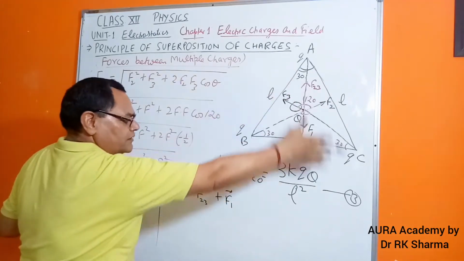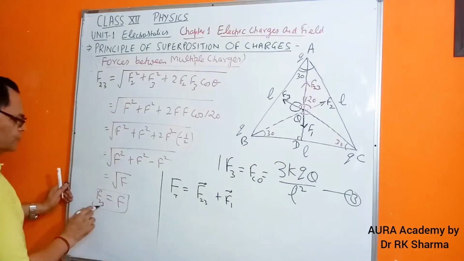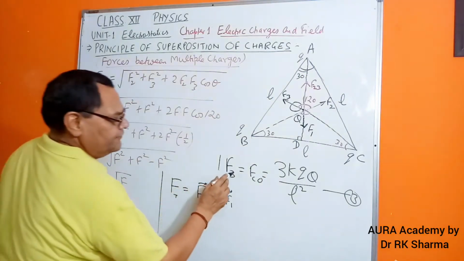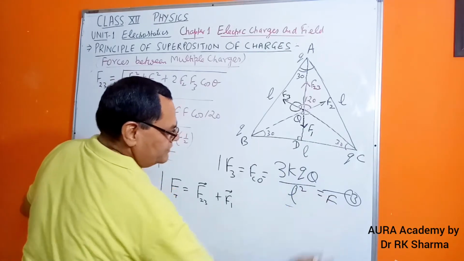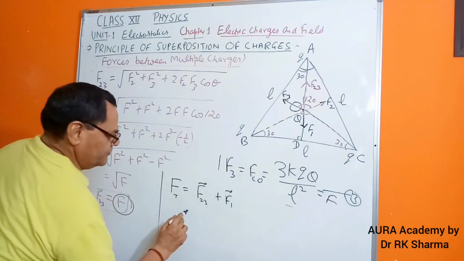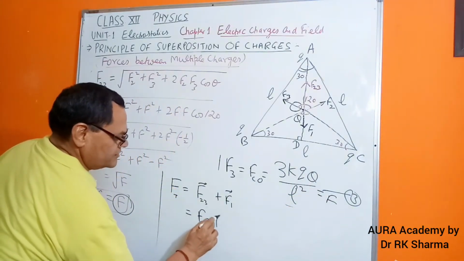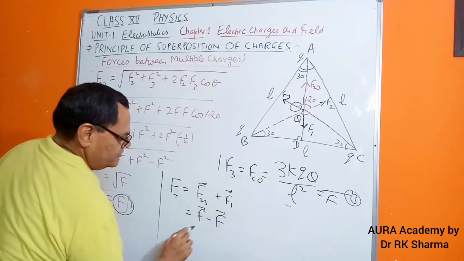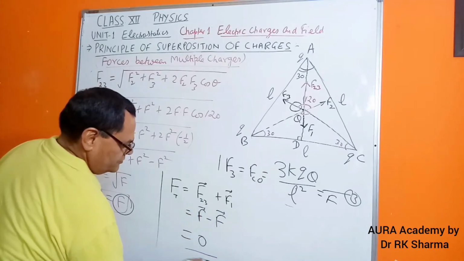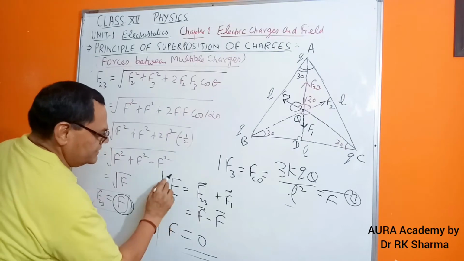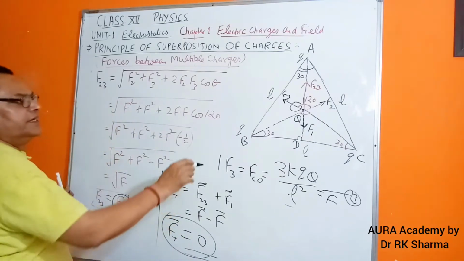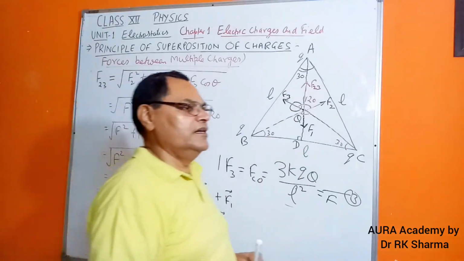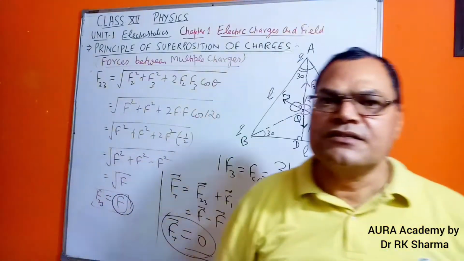But don't you think they are equal? Because F23 is nothing but F, and F1, F2, F3, each having this value, was nothing but F. So they being equal in magnitude, you can put it as F, and this is also F. So hence both are 0. So the answer is the resultant force at the centroid of the equilateral triangle in this condition is 0.